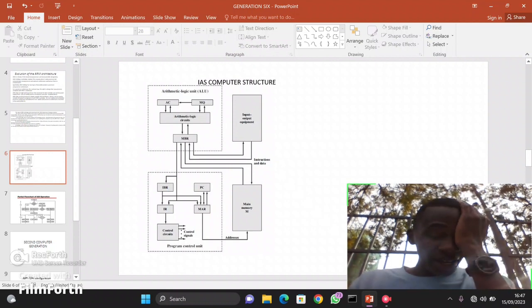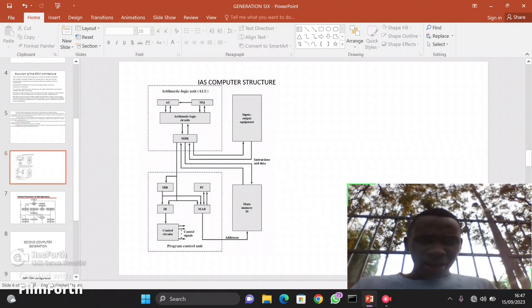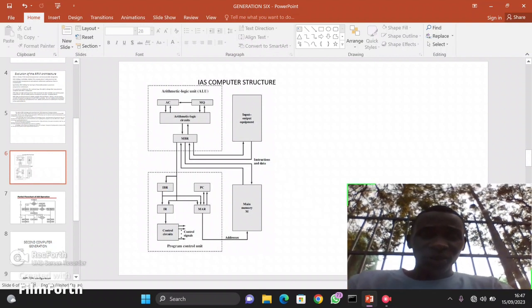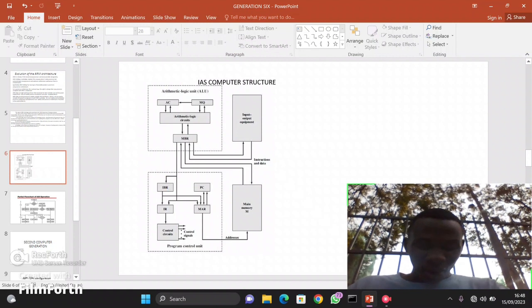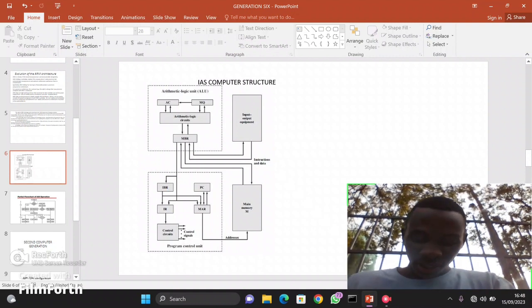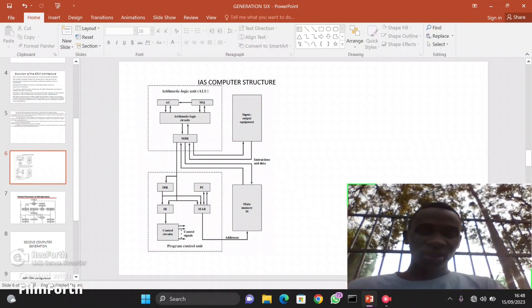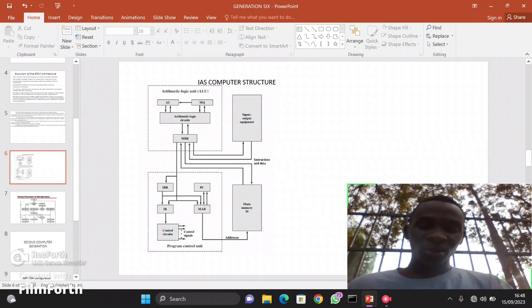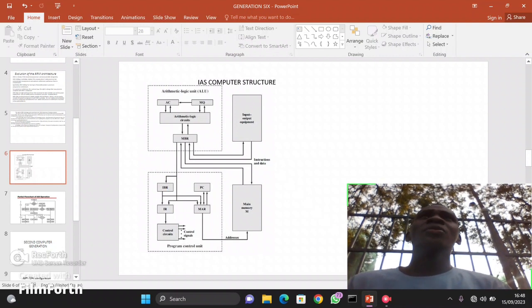So I think that is what we have for the IAS. We also have the IAS memory formats, and I don't think we have to look at that. But the standard definition would have to be given for a word. A word is an ordered set of bytes or bits that is the normal unit in which information may be stored, transmitted, or operated on within a given computer. Yeah, I think that's it for the first generation of computers.